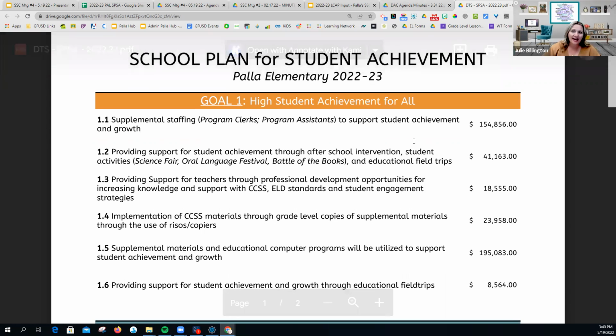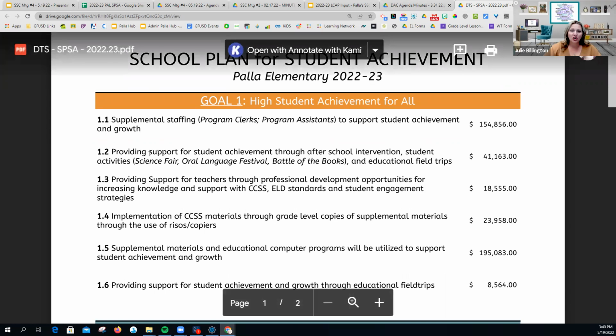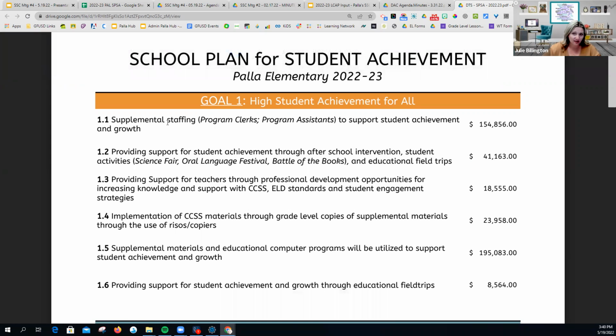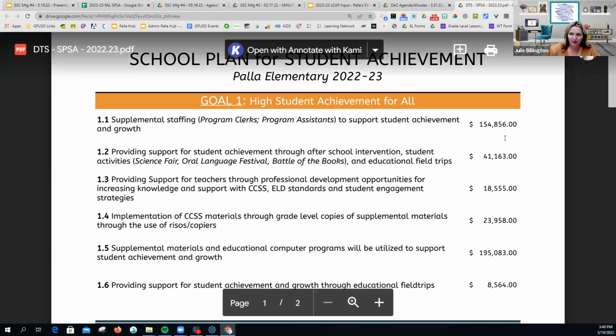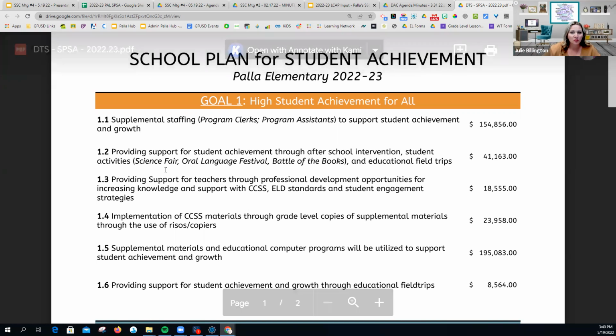Goal 1 is high student achievement for all. Like I said, all those line items are now grouped into what we call actions. Under the goal, I have these different actions. Where I talk about paying, there's money allocated for supplemental staff, so additional program assistants that we have in classrooms, and our program clerk, Monique, who does lots of different things here at our site. This is more for the staffing component of paying for people, and the money that is allotted just to that piece. And then I have providing support for student achievement.